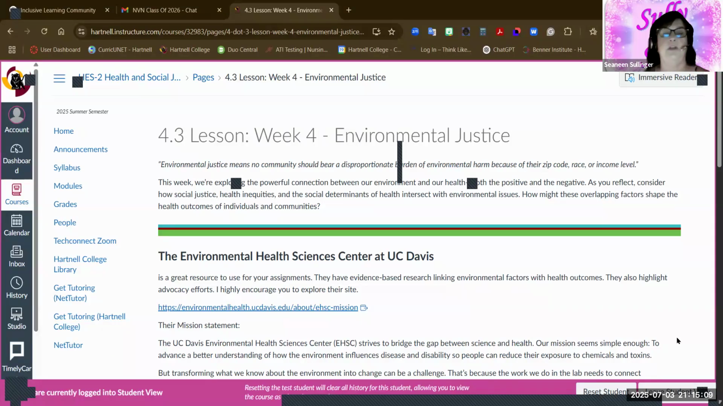Environmental justice means that no community should bear a disproportionate burden of environmental harm because of their zip code, race, or income level. And that would be one of the definitions of environmental justice. And so we're going to explore the connection between environment and health, positive and negative, and then consider how social justice, the health inequities, social determinants, those things that we have been talking about over the past 3-4 weeks, how those overlapping factors shape the health outcomes of individuals and their communities.